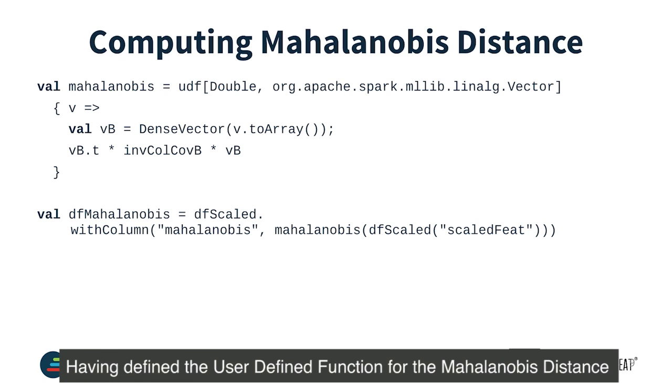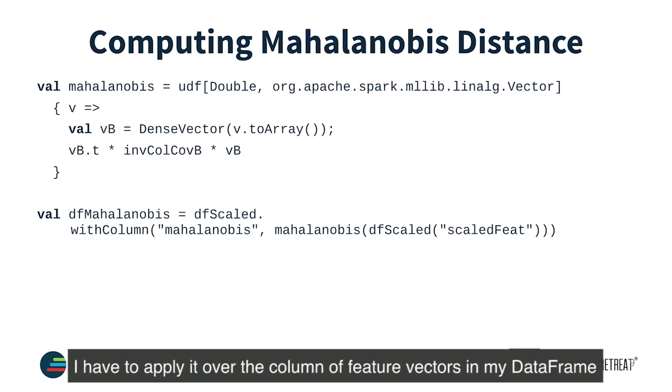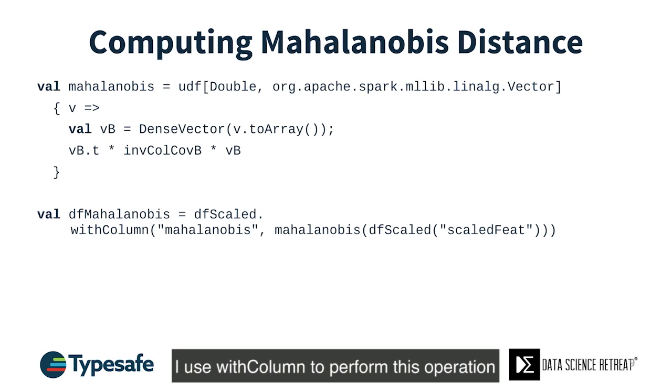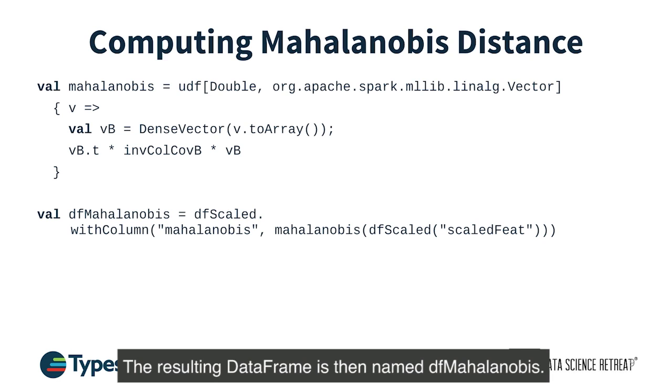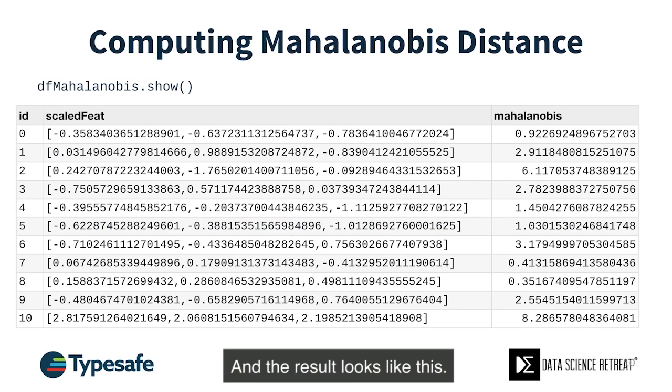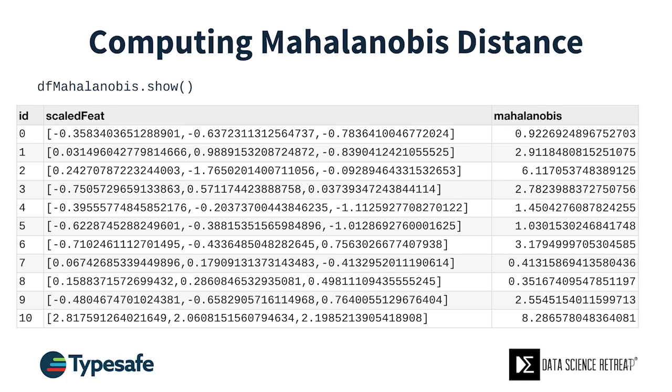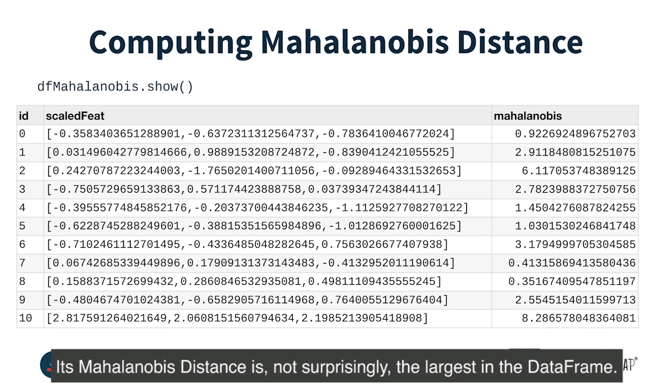Having defined the user-defined function for the Mahalanobis distance, I have to apply it over the column of feature vectors in my data frame, the scaled features column. I use withColumn to perform this operation. The resulting data frame is then named DF Mahalanobis. And the result looks like this. Notice that the outlier I've added has an ID number equal to 10. Its Mahalanobis distance is not surprisingly the largest in the data frame.